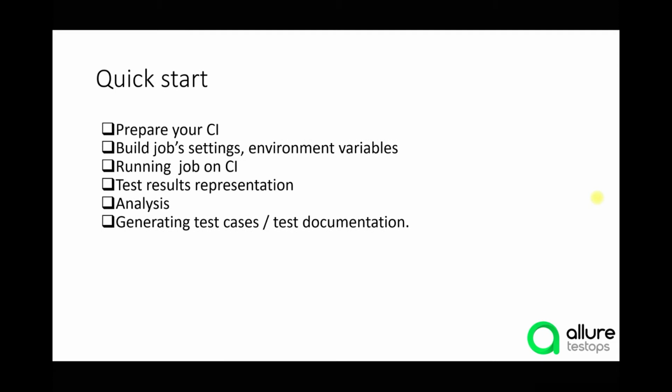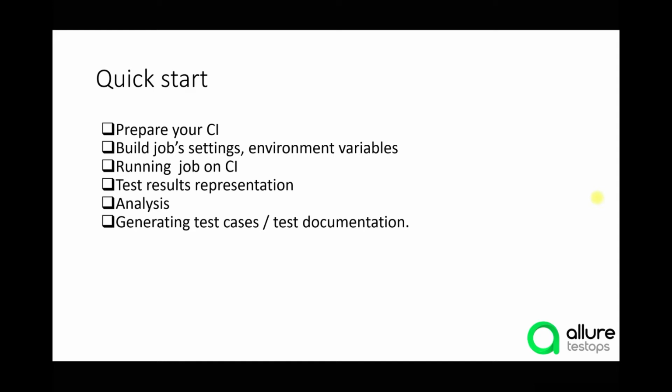The quick start. We will prepare our CI system. We will see the build job settings and environment variables, run the build jobs on CI side, and see what the test results from CI side are. We analyze these test results and after the analysis we will generate the test documentation, or we will generate test cases, which is the same, but some people refer to this information differently. So test cases, test documentation, or even live documentation.